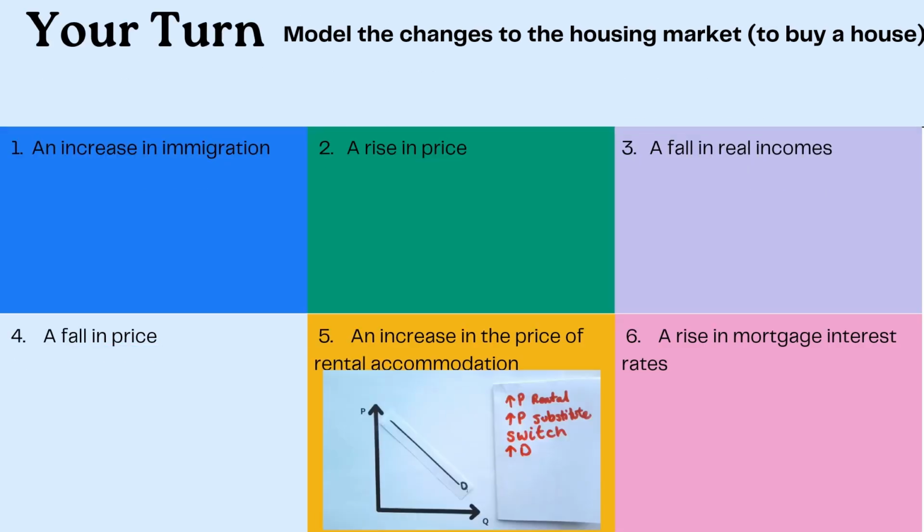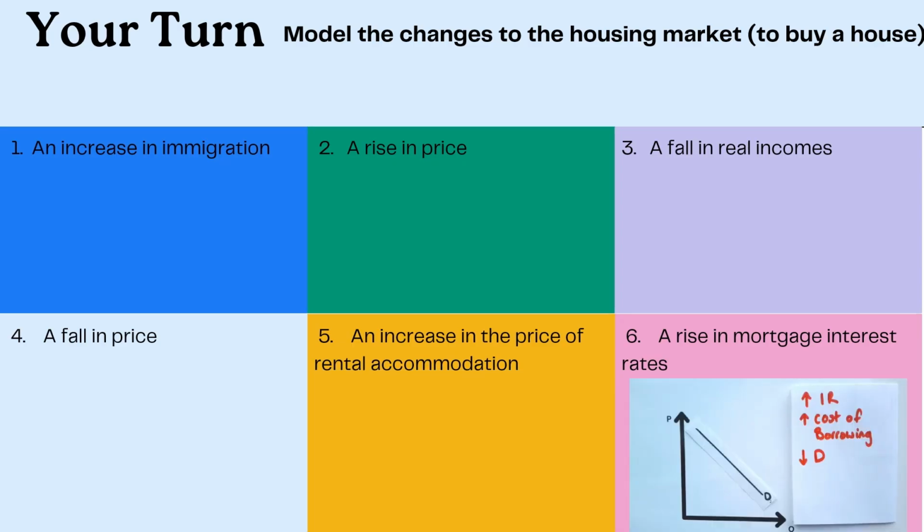This question required an appreciation of the context. An increase in the price of rental accommodation. Well, what is the relationship between rental accommodation and the housing market to buy a house? Well, they are substitutes. So an increase in the price of rental accommodation means an increase in the price of a substitute. Those who are able to will switch consumption from renting to buying, and therefore we'll see an increase in demand for purchasing a house, and we'll see demand shift to the right.